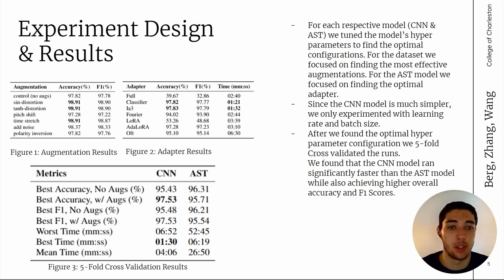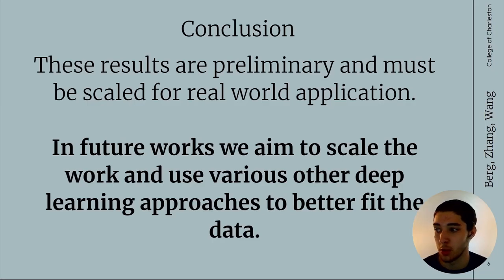Since the CNN model is much simpler, we only experimented with learning rate and batch size, and we use all those configurations on a 5-fold cross-validated run, which we see is favored to the CNN, which ran much faster and had a much higher accuracy and F1 score. With these preliminary results, we found that the CNN was more effective than the AST model.